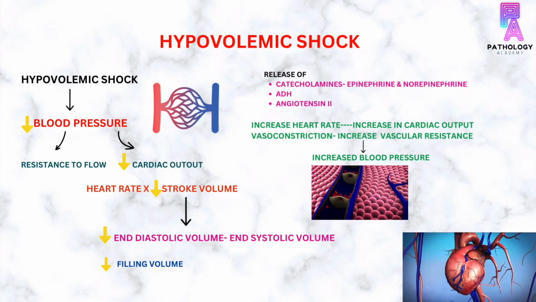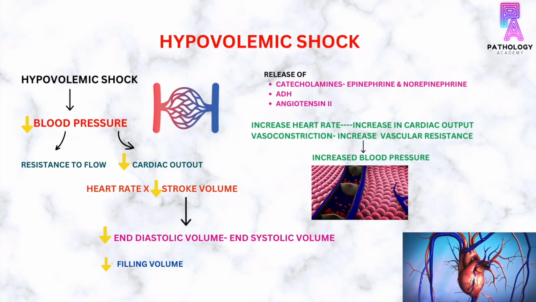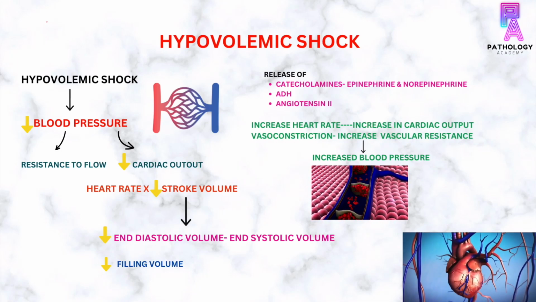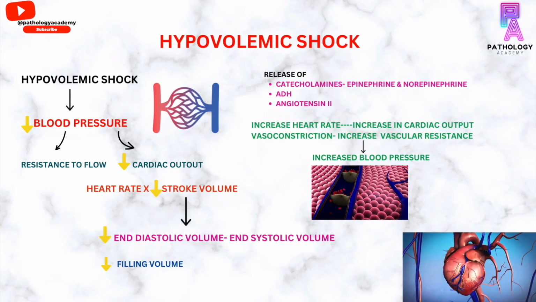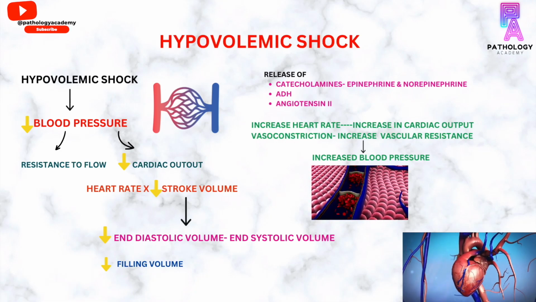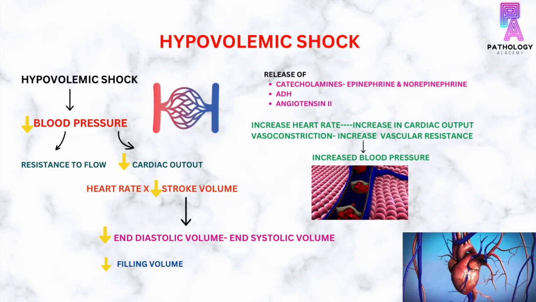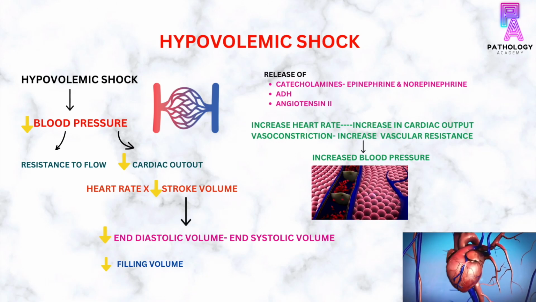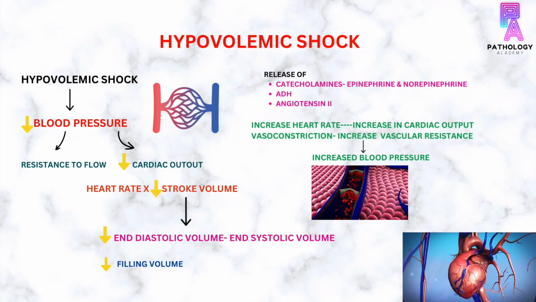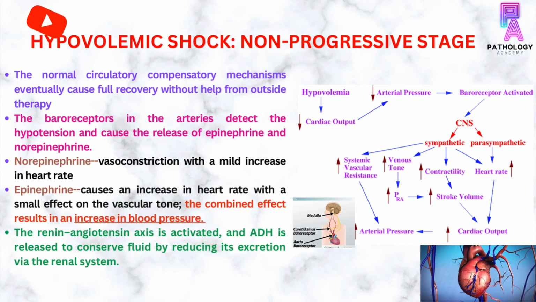In cases of hypovolemic shock, when there is loss of more than 20% of the whole blood in the body, the hypovolemic shock ensues. Because of low blood volume, the filling volume or the end diastolic volume is low in such patients, because of which there is a decrease in the stroke volume, and when the stroke volume is decreased, then the cardiac output will also decrease, and with decrease in the cardiac output, the blood pressure will also decrease. Hypovolemic shock has three stages: a non-progressive stage, a progressive stage, and an irreversible stage.